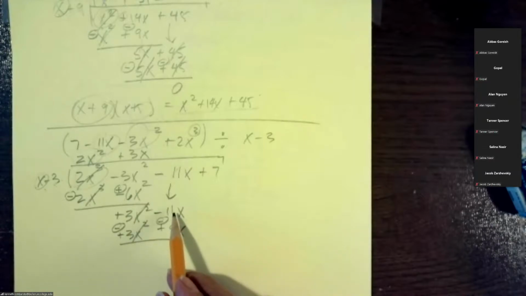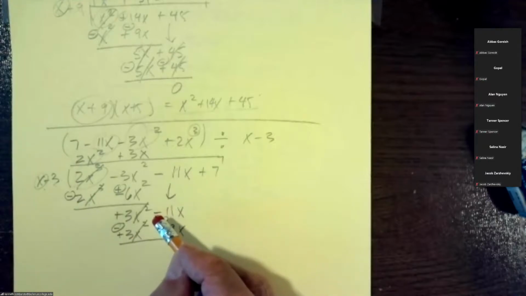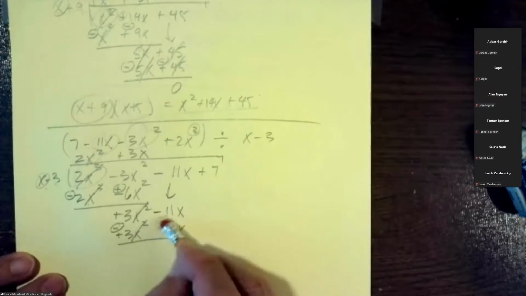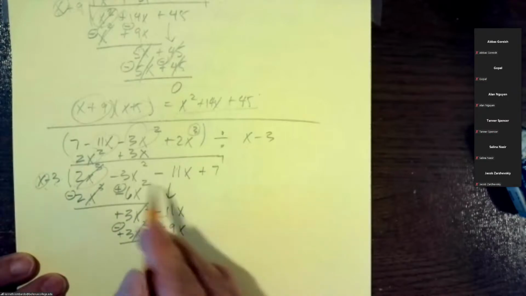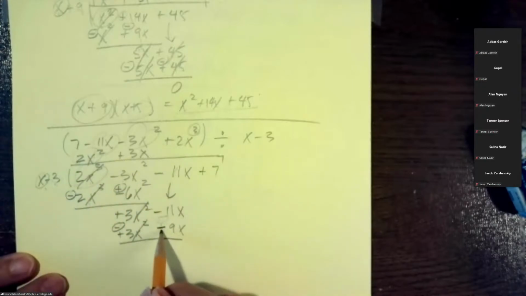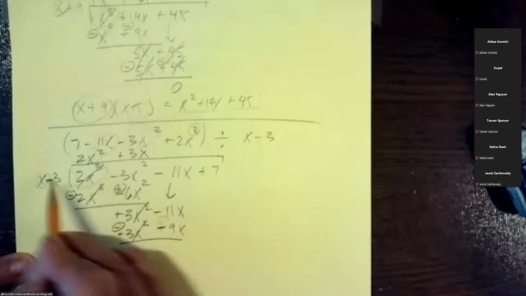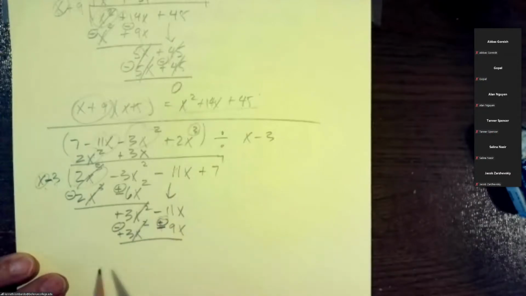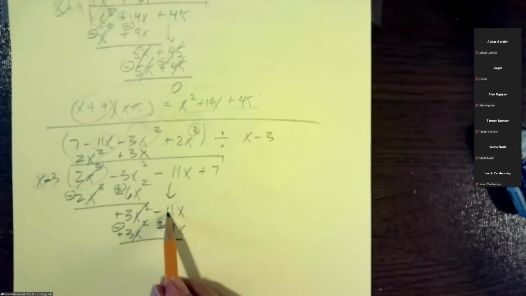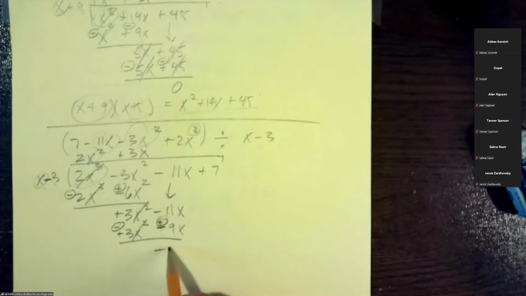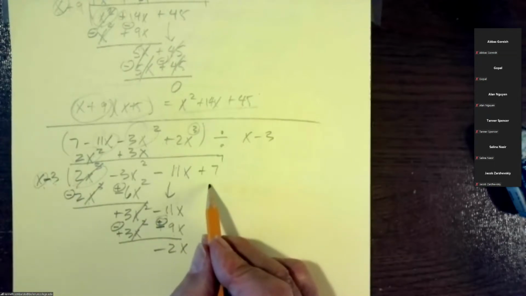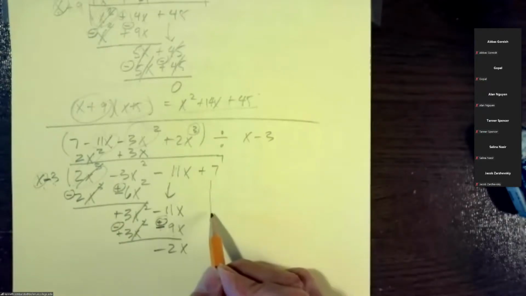And now I've got negative, let's see, I guess that should have been a negative 9, shouldn't it? I'm going to be careful here. That was a negative. Positive times a negative is a negative. This guy here, so we change the sign on that. And negative 11, positive 9 is a negative 2x. And bring down the next term, which is a 7.